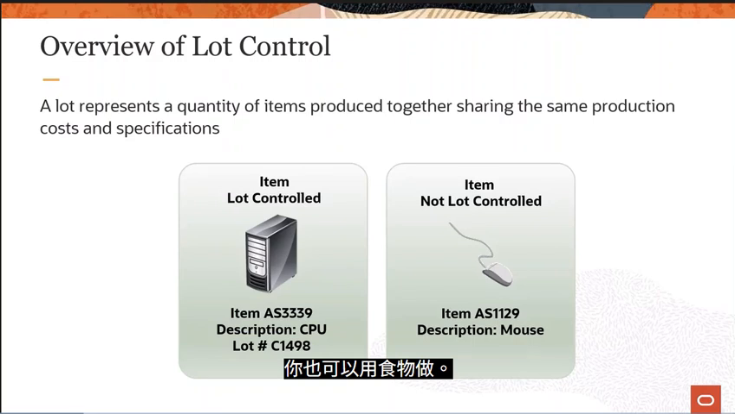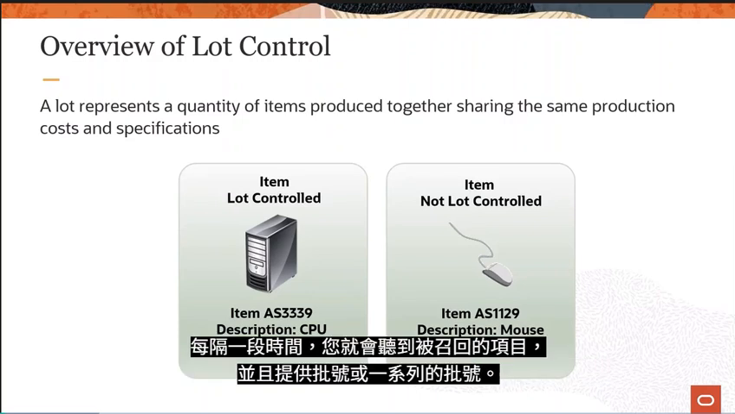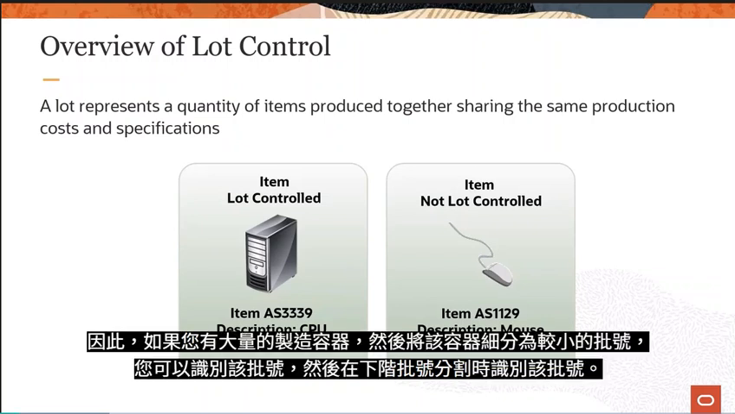You could also do it with food things. When you make something and you look at the lot number, you can track the lot. Every once in a while you'll hear about something being recalled, and they'll provide a lot number or a series of lot numbers. You can also split lots apart. If you have a large container of something that you manufactured and you're going to break that into smaller lots, you can identify that main lot and then identify the child lot as they split off.